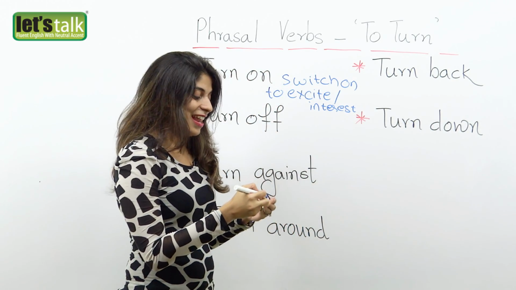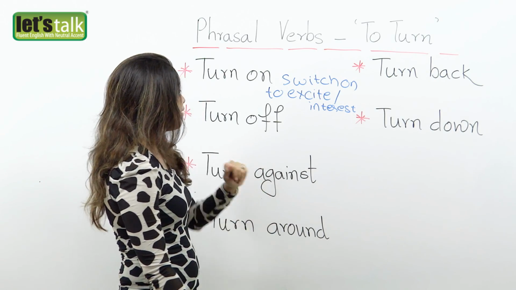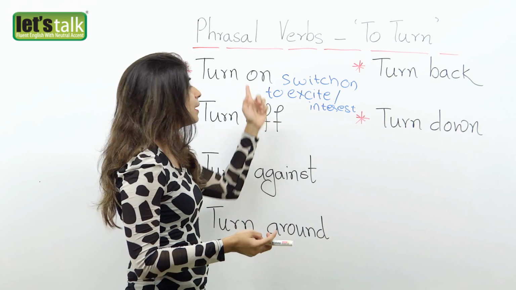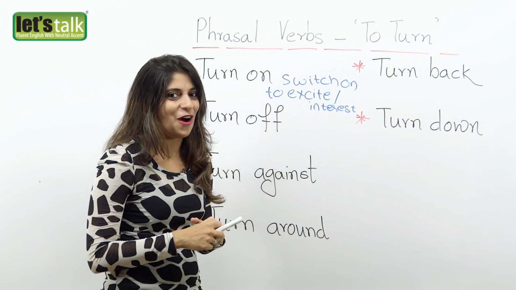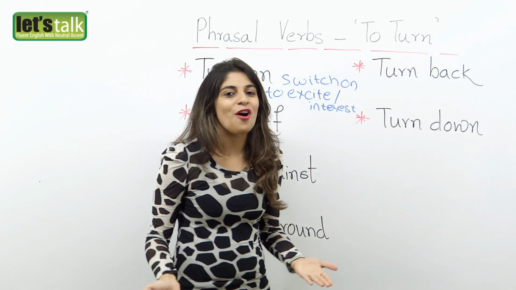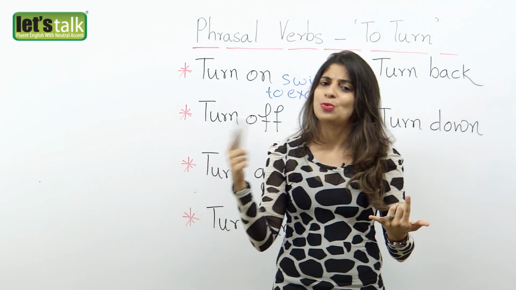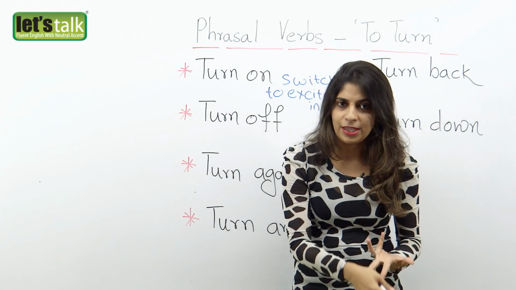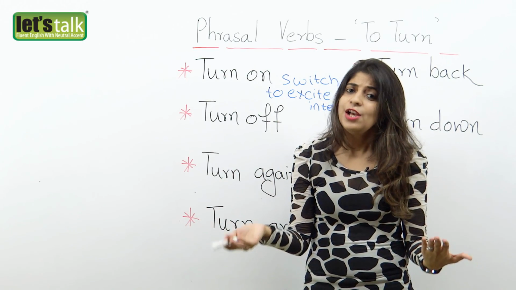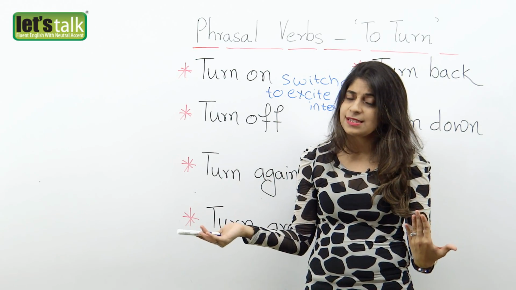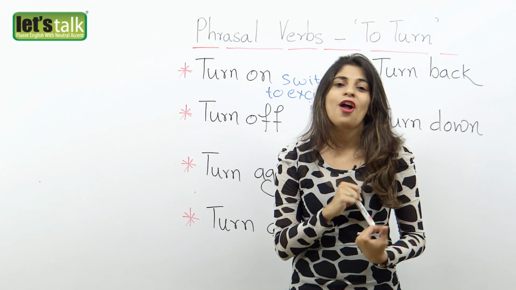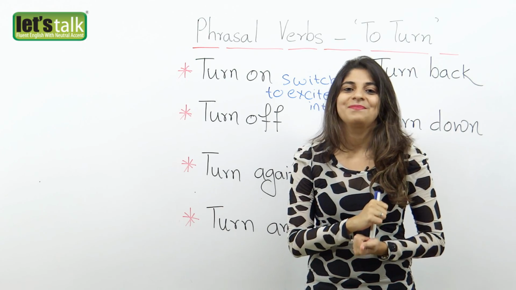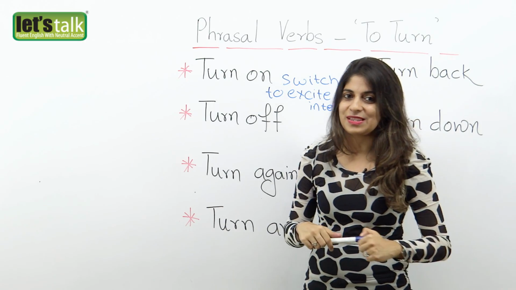All right? Now the second phrasal verb that we have for you is to turn off. Now, turn off can be the opposite of turn on, which means to switch off something. So you can switch off your lights, you can switch off your microwave, your TV, or your washing machine. So if you have to use this, you will say, could you please turn off the TV for me? Could you please turn off the radio for me? Okay, so this is the way you would use this.